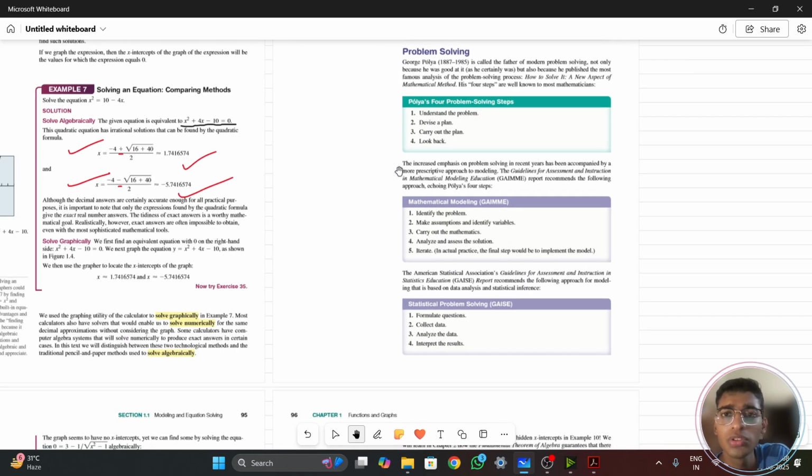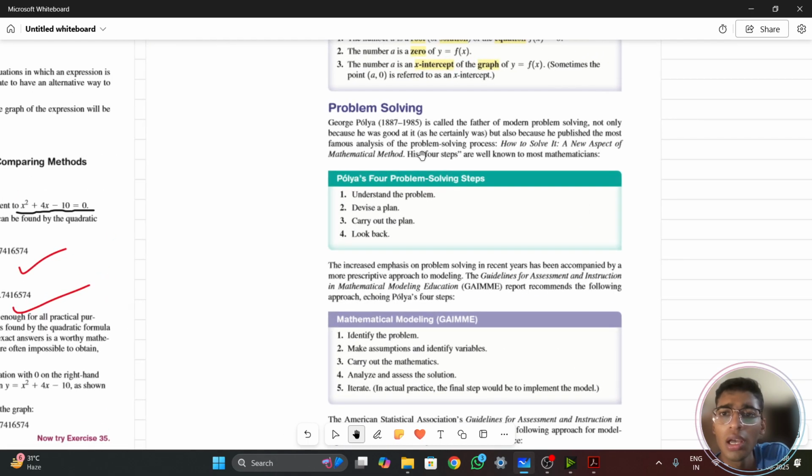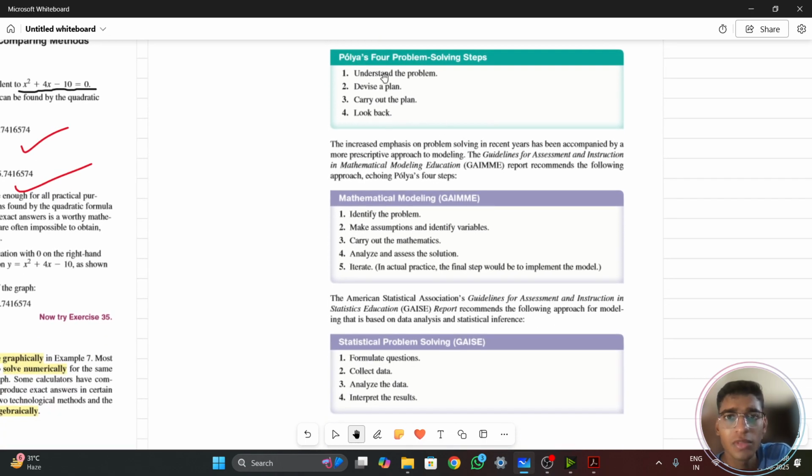Now coming on to George Polya, who is called the father of modern problem solving, not only because he was good at it, but also because he published one of the famous analyses of problem solving, how to solve it. So the four problem solving steps are always: first, understand the problem, what the problem is trying to tell you. Understanding is the basic, for which you need to read the problem, the question, two to three times so that you are getting the crux of it, that what you actually want to do. Then devise a plan.